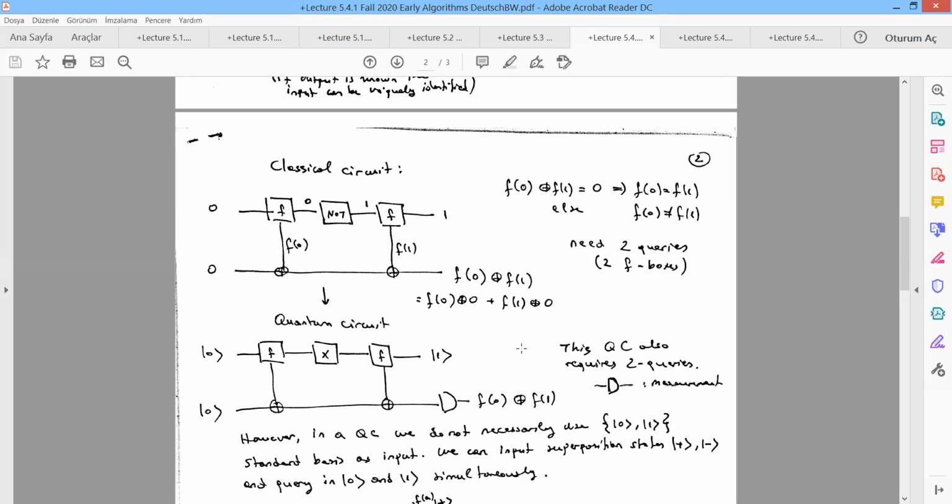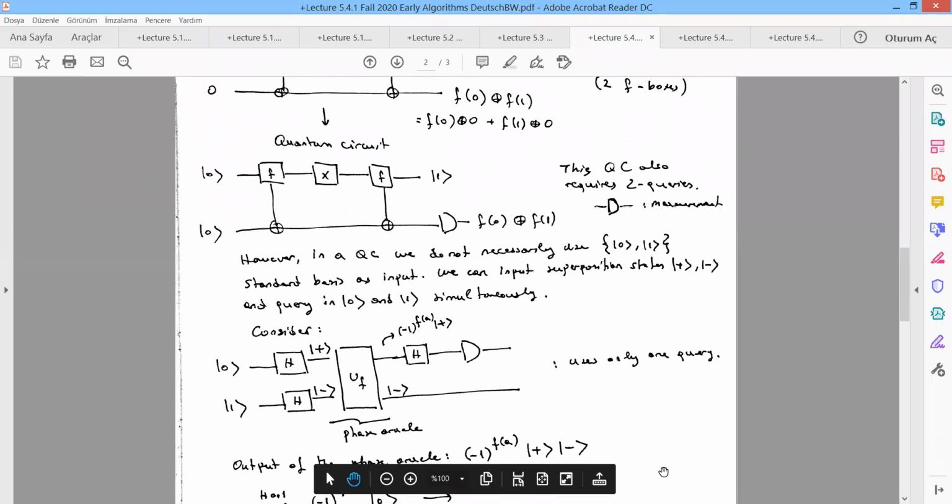But the advantage of quantum computation is that in the input, we do not necessarily have to use the standard basis, ket0 and ket1. The advantage comes when we use superposition states in the input. The use of superposition states in the input brings the advantage. That implies, in some sense, we compute ket0 and ket1 simultaneously, and let's see how this works out.